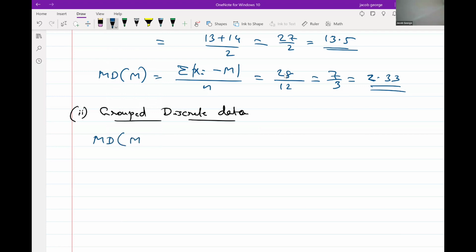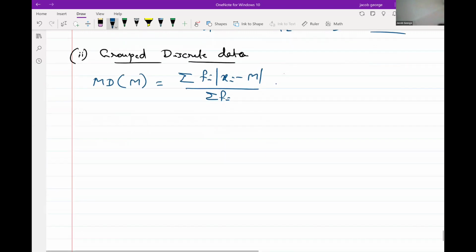Mean deviation about median. So what is the additional part in the formula? You will multiply by frequency. So Fi into modulus xi minus m by sigma Fi. It is the same as mean deviation about mean. When there is group data, frequencies will be there, so you will multiply with that frequency. So please write sigma Fi into modulus xi minus m by sigma Fi. I will explain this with the help of a question.